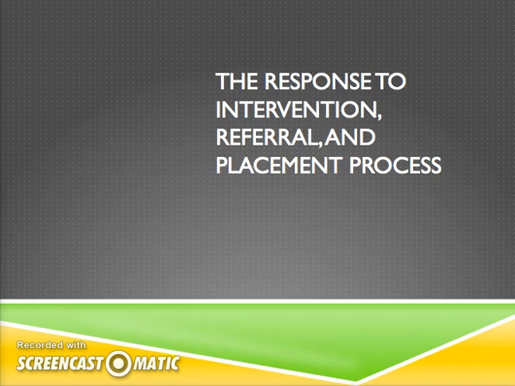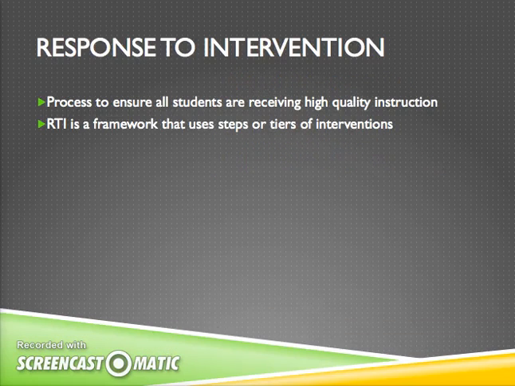So basically, the law says that a student must receive research-based and evidence-based practices prior to being referred to special education. So the process basically looks to ensure that all students are receiving high quality instruction. So within RTI, there is a framework or a model that implements different steps or tiers of interventions that are put into place.